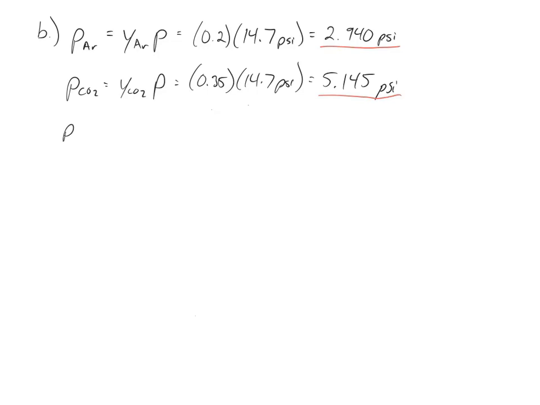All right, finally, we got the partial pressure of oxygen. The mole fraction of oxygen times the total pressure, and we get 0.45 for oxygen, and then 14.7 for the total pressure, and that comes out to be 6.615 psi. All right, so that is our partial pressure calcs.